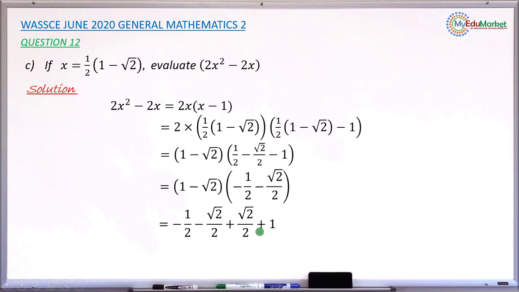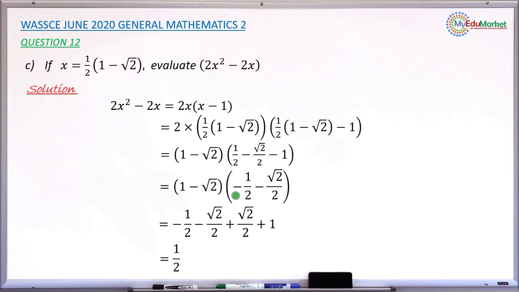So now simplify this. Minus 1 over 2 plus 1 gives 1 over 2. And minus root 2 over 2 plus root 2 over 2 will cancel and change to 0. So in the end, you have 1 over 2 as the final result. This is the value of the expression 2x squared minus 2x. So with this, we have answered this question.